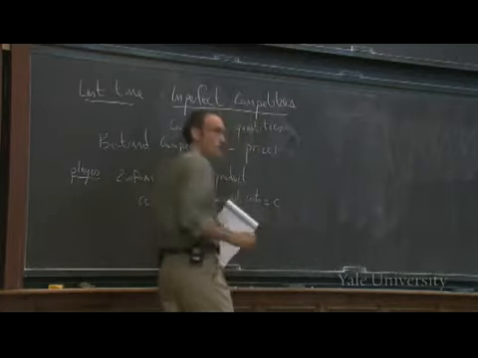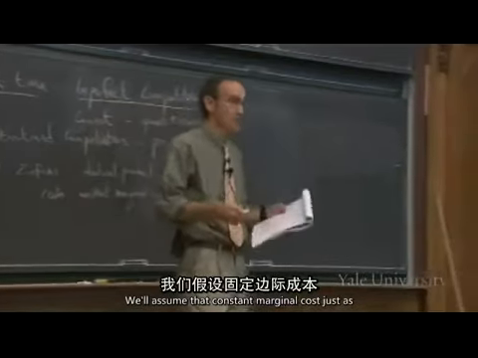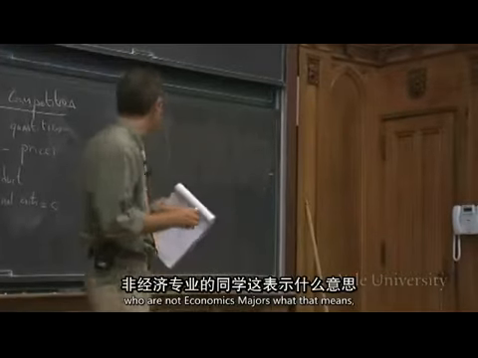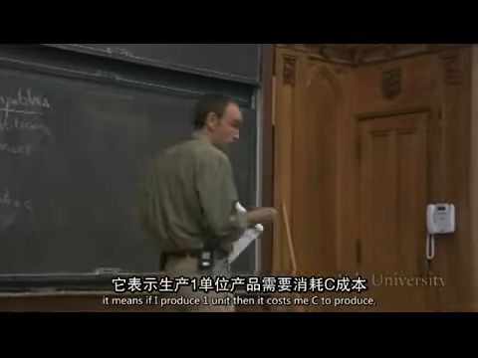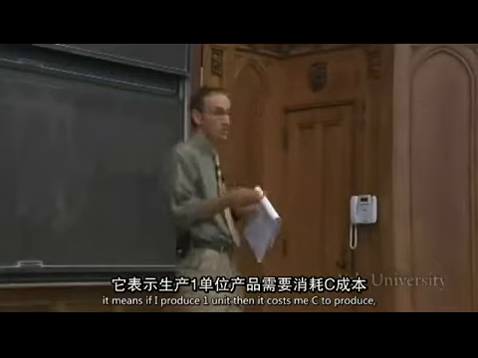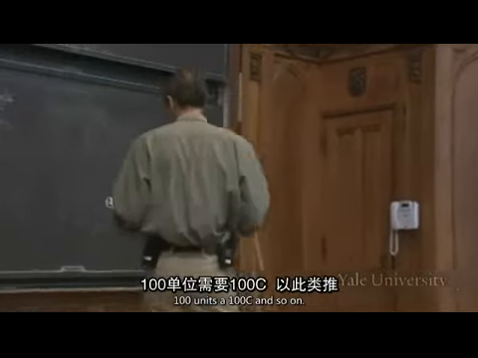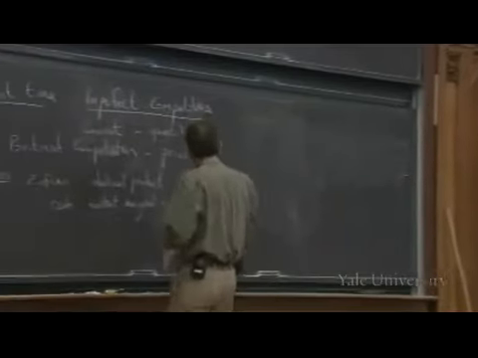We'll assume that constant marginal cost, just as it was last time, is equal to C. Just to remind those people who are not economics majors what that means, it means if I produce 1 unit, then it costs me C to produce. If I produce 2 units, it costs me 2C, 100 units, 100C, and so on. All right? Now, what's different here from last time?